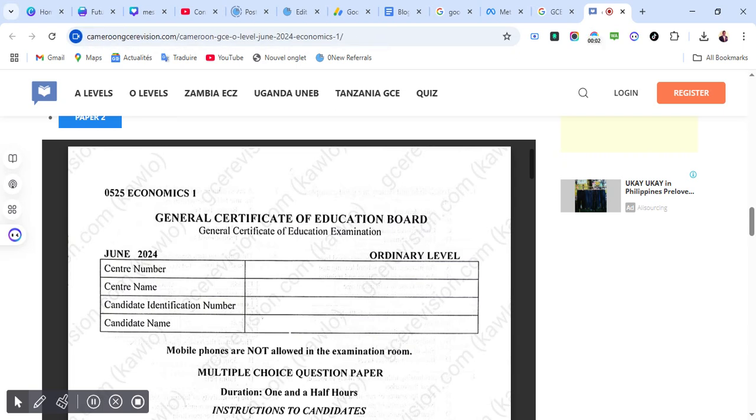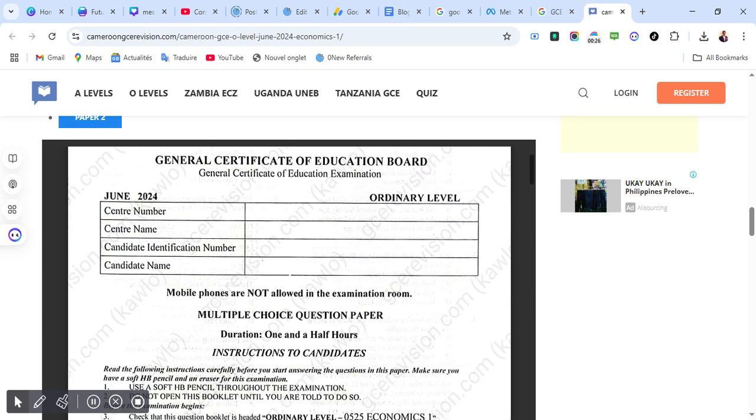We're going to be looking at Economics Paper One, General Certificate of Education, GCE, June 2024. I'm going to give you the answers so that you prepare yourself very well for the exams that are coming ahead. The exams are starting either this month or next month, so let's get ourselves prepared. This is Economics Paper One, Ordinary Level.